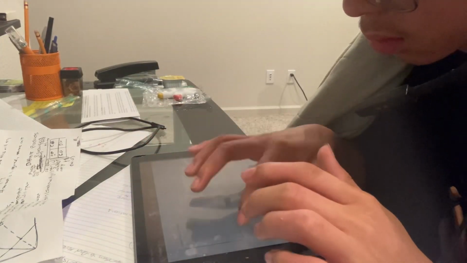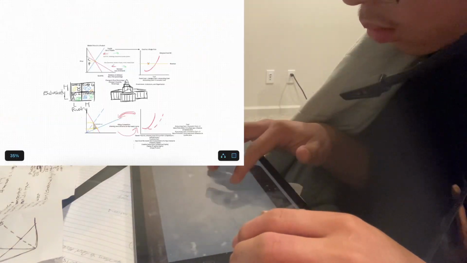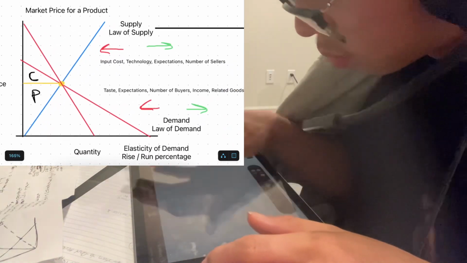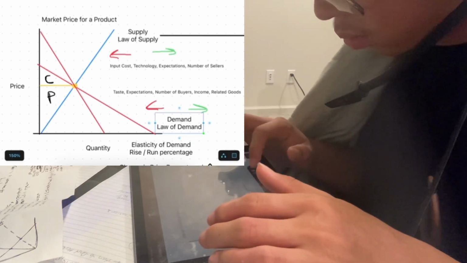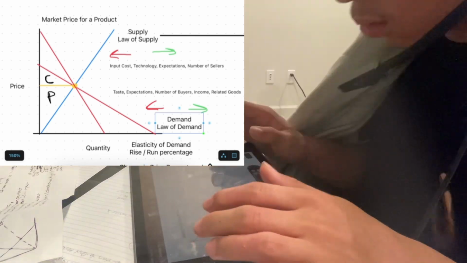I'm annoyed. But here is an overview of microeconomics. So first we have the market price for a product. As you can see from the graph, the y-axis is the price and the x-axis is the quantity. And we have two colored lines, one called the demand curve and one called the supply curve.